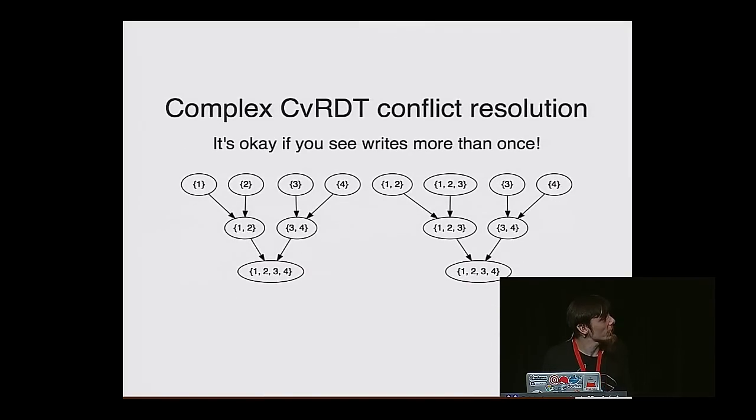You can do more complex stuff. Here, on the left side, I'm writing the numbers 1, 2, 3, 4 separately, and they get merged neatly like that. On the right side, there's a node that had some network issues or something, and it has 1, 2 from some node, 1, 2, 3 from somewhere else, and it got the writes 3 and 4. But you'll notice that if you just keep applying the merge operation, if you do eventually see all of the writes, then eventually you will always end up with the same set.